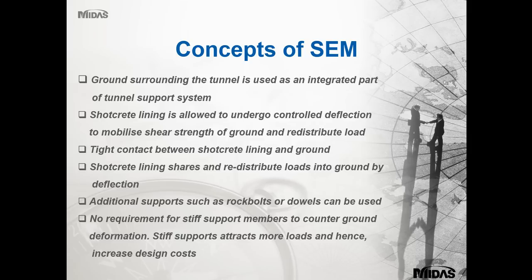So the ground surrounding the excavation cavity is an important medium to redistribute the stresses. To stabilize the excavation in softer, weak rock, the first pass of shotcrete lining is made up of low stiffness so that it undergoes controlled deflections to mobilize the shear strength in the ground, but at the same time is stiff enough to provide structural support and prevent any spalling. Since the shear strength in ground is mobilized and used as a support measure, stiff supports are not required, as stiff supports attract more loads and hence increase design cost. So by using the inherent strength of the ground, support requirements are kept to a minimum.